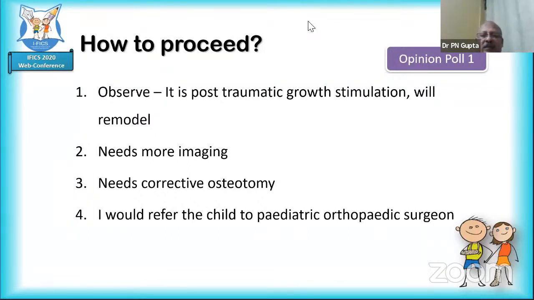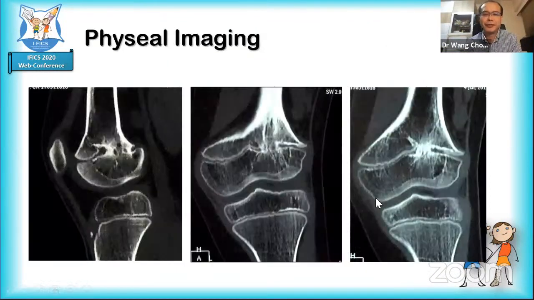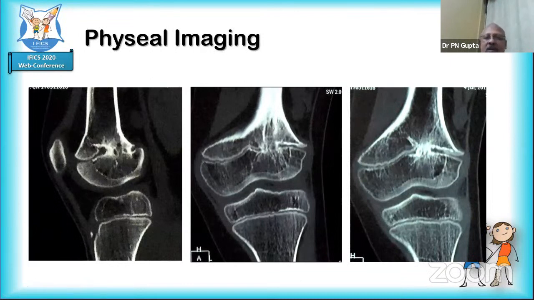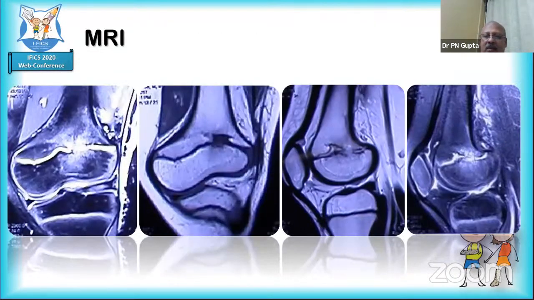So 55% have said that it requires more imaging. So Dr. Wong, what do you feel? So I'll prefer more imaging, preferably MRI. What sort of imaging do you think would be appropriate here? MRI. Okay. So we got a CT done and it did show a physeal bar there. And subsequently we got an MRI as well. And that showed the physeal bar.